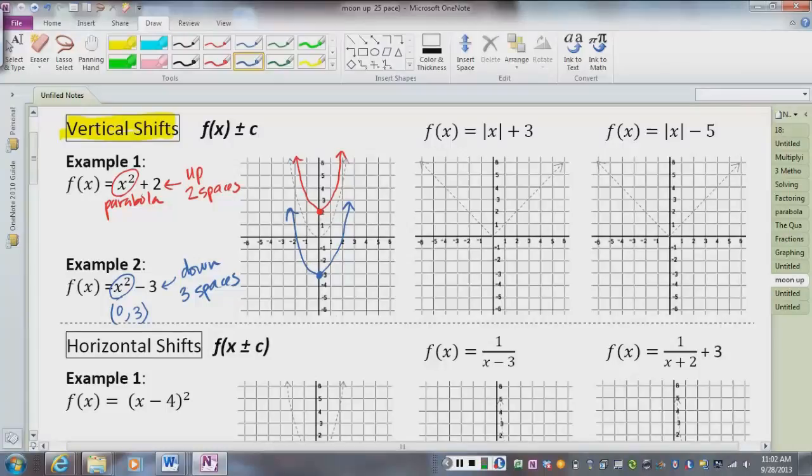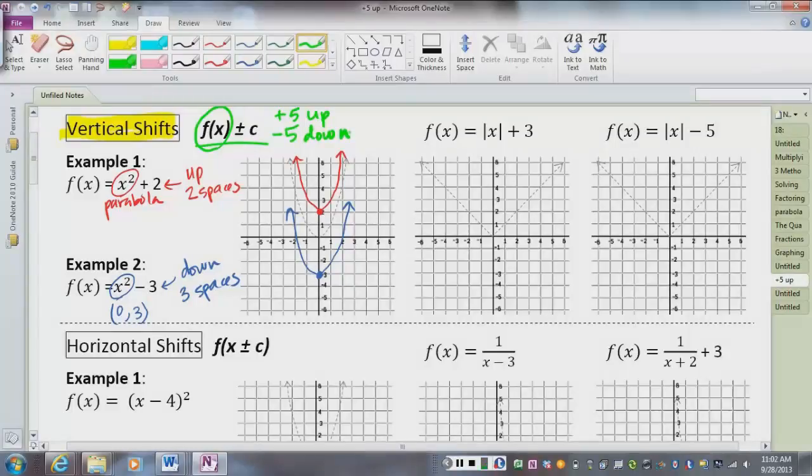In general, we can say that we take our parent function, and if I'm adding a constant to it or subtracting a constant from it, that's going to be a vertical shift. Say I have plus 5, we're going to go up 5 units. If I have minus 5, we're going to go down 5 units.